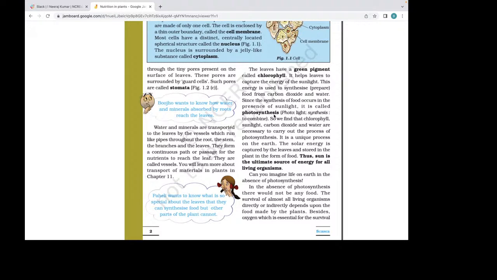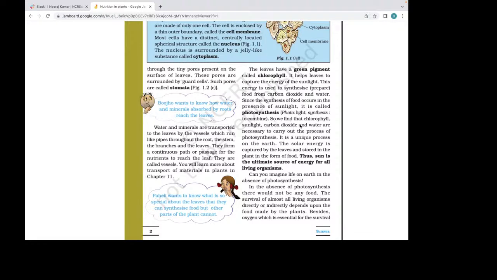Plants can prepare their food only in the presence of sunlight. That is why this process is called photosynthesis. As the word suggests, photo means light, synthesis means to combine. So this is why it is called photosynthesis. The process of preparing food is called photosynthesis. And why is it called photosynthesis? Because it happens in the presence of sunlight.